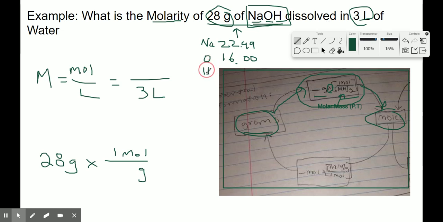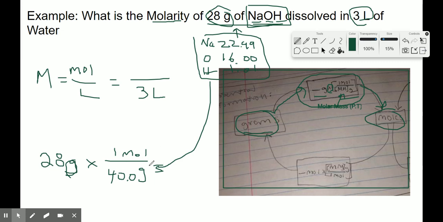And hydrogen is 1.01 grams per mole. So if I take all those and add them all together, I'm going to get that molar mass down there. And that molar mass, I'm going to go ahead and do that right now, is 40.0 grams for every one mole. So that's where this chart comes in. We're converting grams of sodium hydroxide to moles of sodium hydroxide. So we have grams and we want to convert it to moles.